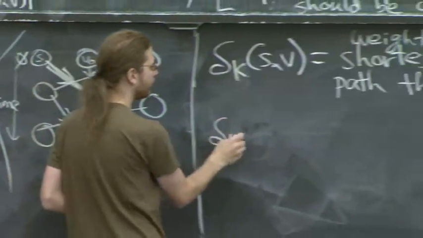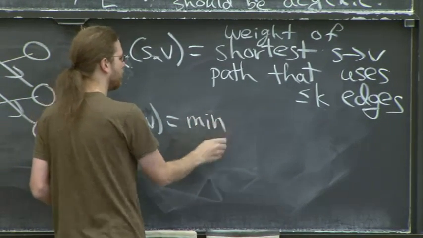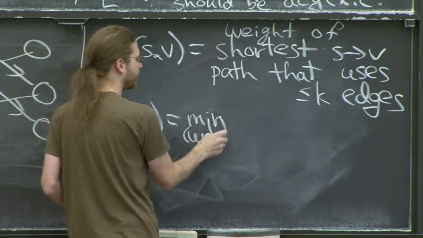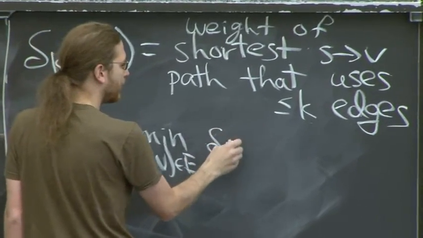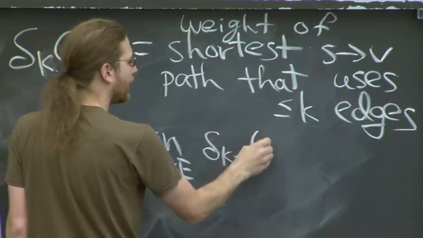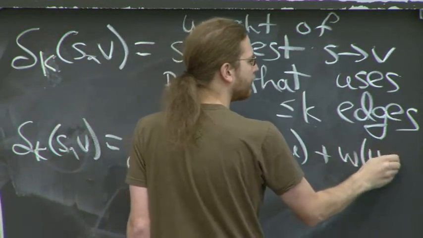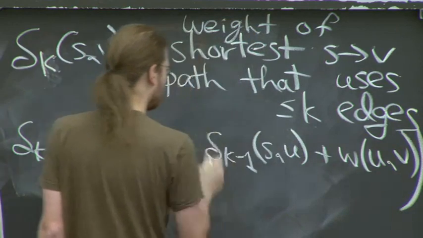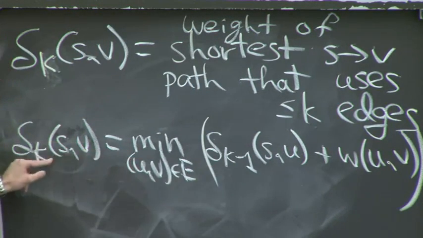And then you get a recurrence, which is the min over all last edges. I'm just copying that recurrence, but realizing that the S to U part uses 1 fewer edge. And then I use the edge U V. That's our new recurrence. By adding this k parameter, I've made this recurrence on subproblems acyclic. Unfortunately, I've increased the number of subproblems.